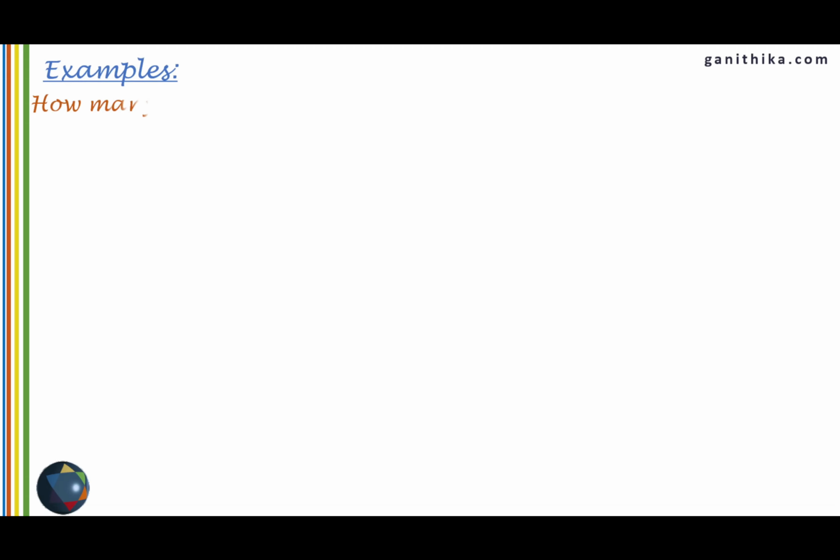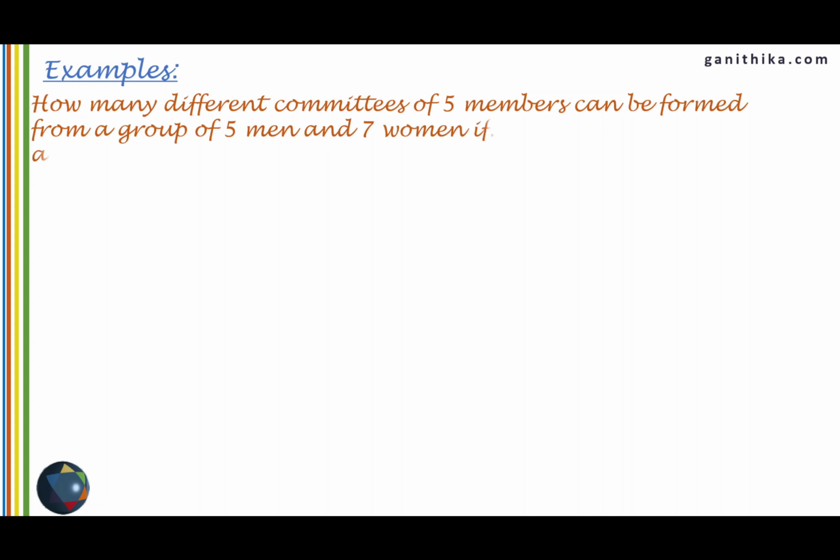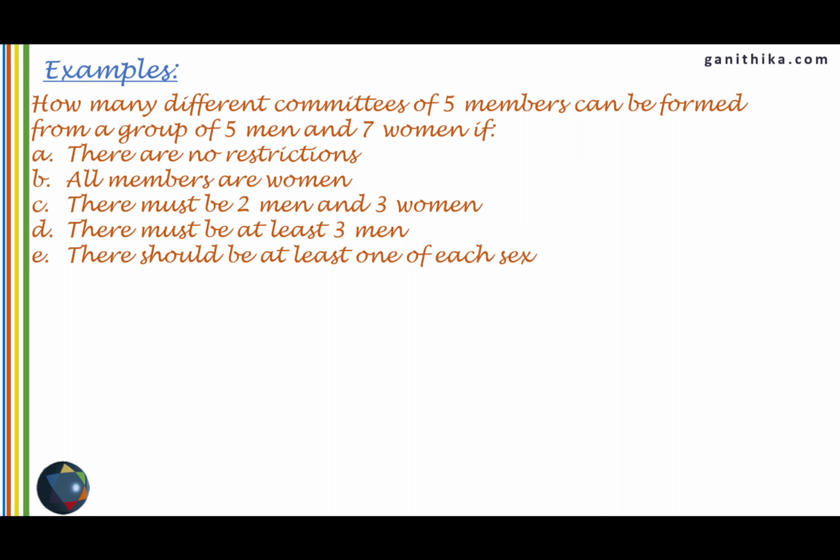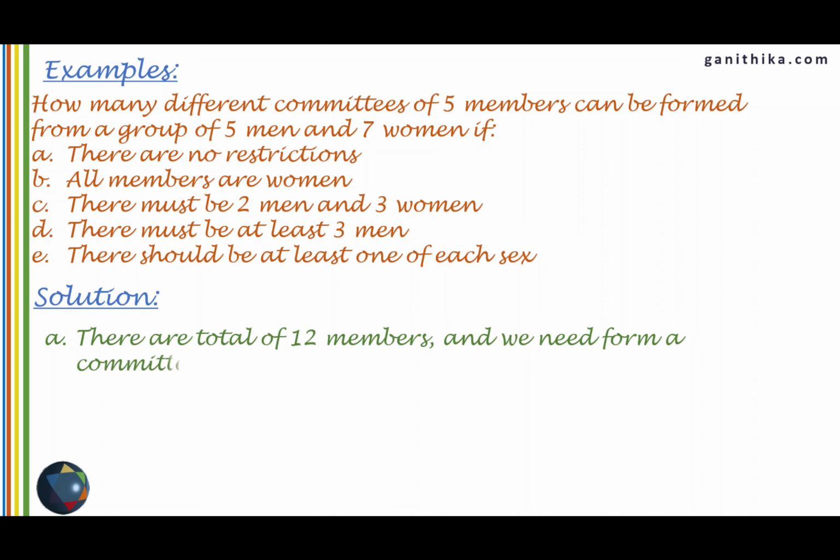Next question is: how many different committees of 5 members, same thing, 5-member groups, can be formed from a group of 5 men and 7 women, where they are not all together. We have different genders here, 5 men and 7 women, and we have some restrictions. Part A is without restrictions. Let's first see the answer for the question without restriction. Without any restrictions, you have to choose 5 members out of 12 members, which is 12C5.